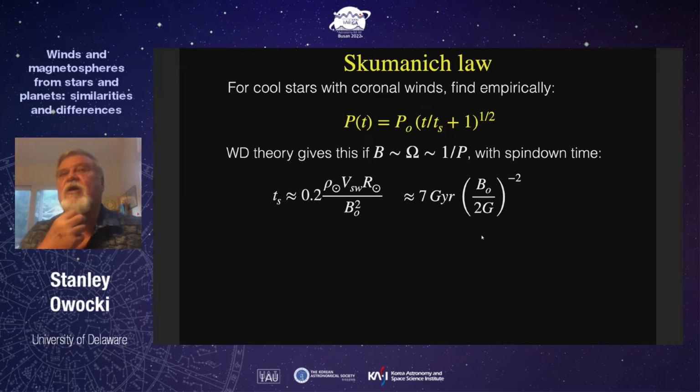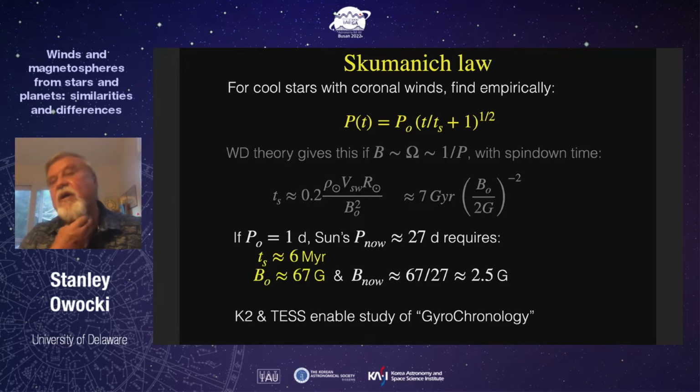But if you go to other stars, you find stars with different ages and different conditions. It turns out that you can fit the rotation period of cool stars with what's called the Skumanich law. It scales as the square root of the age. This can actually be derived from this Weber and Davis theory if you just assume that the magnetic field is proportional to the rotation frequency, or 1 over the period. And the time scale is about 7 billion years, for an initial magnetic field of only a couple of Gauss, divided by B squared.